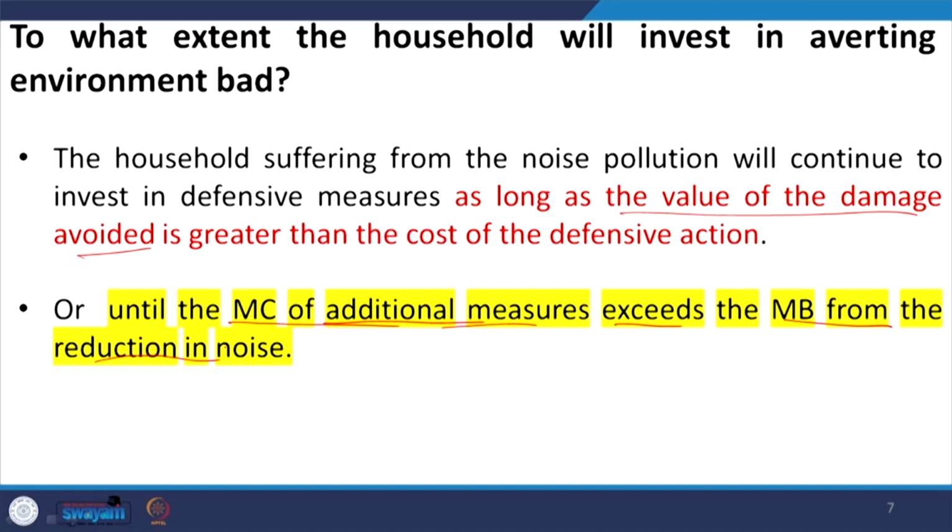So this is the guideline, or the general principle, that the individual or household will follow to limit this averting behavior, or averting expenditure.